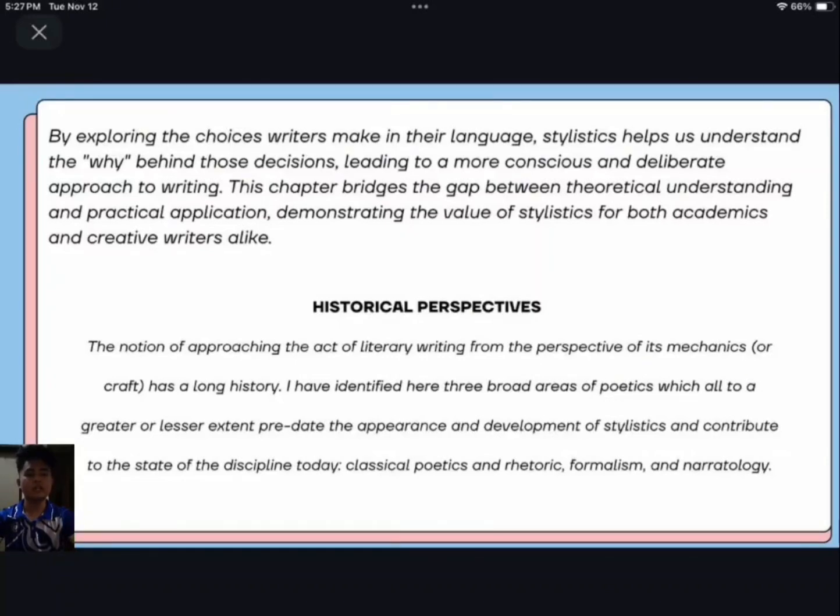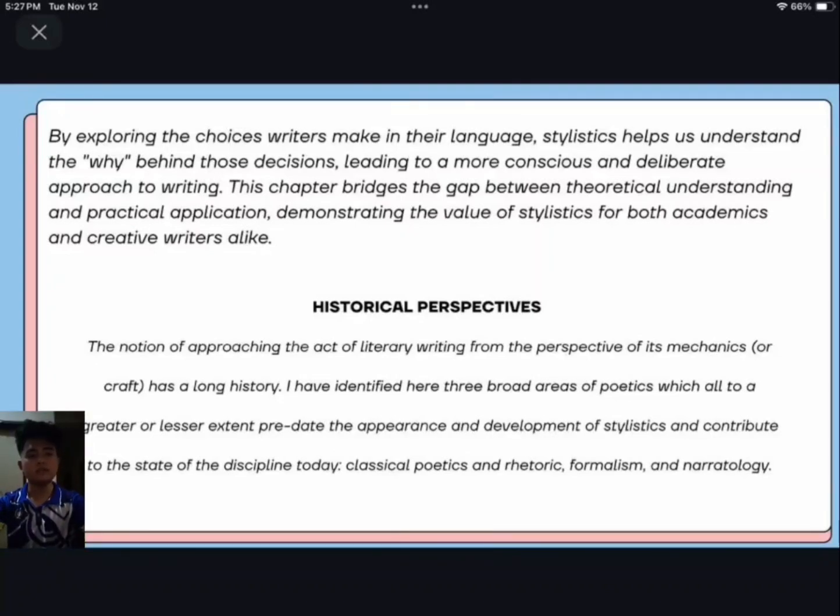On the fifth paragraph, it summarizes the benefits of stylistics for writers. Stylistics helps understand the why behind writing choices. It leads to a more conscious and deliberate approach when it comes to writing. This chapter is a bridge between theory and practice, demonstrating the value of stylistics for both academics and writers.